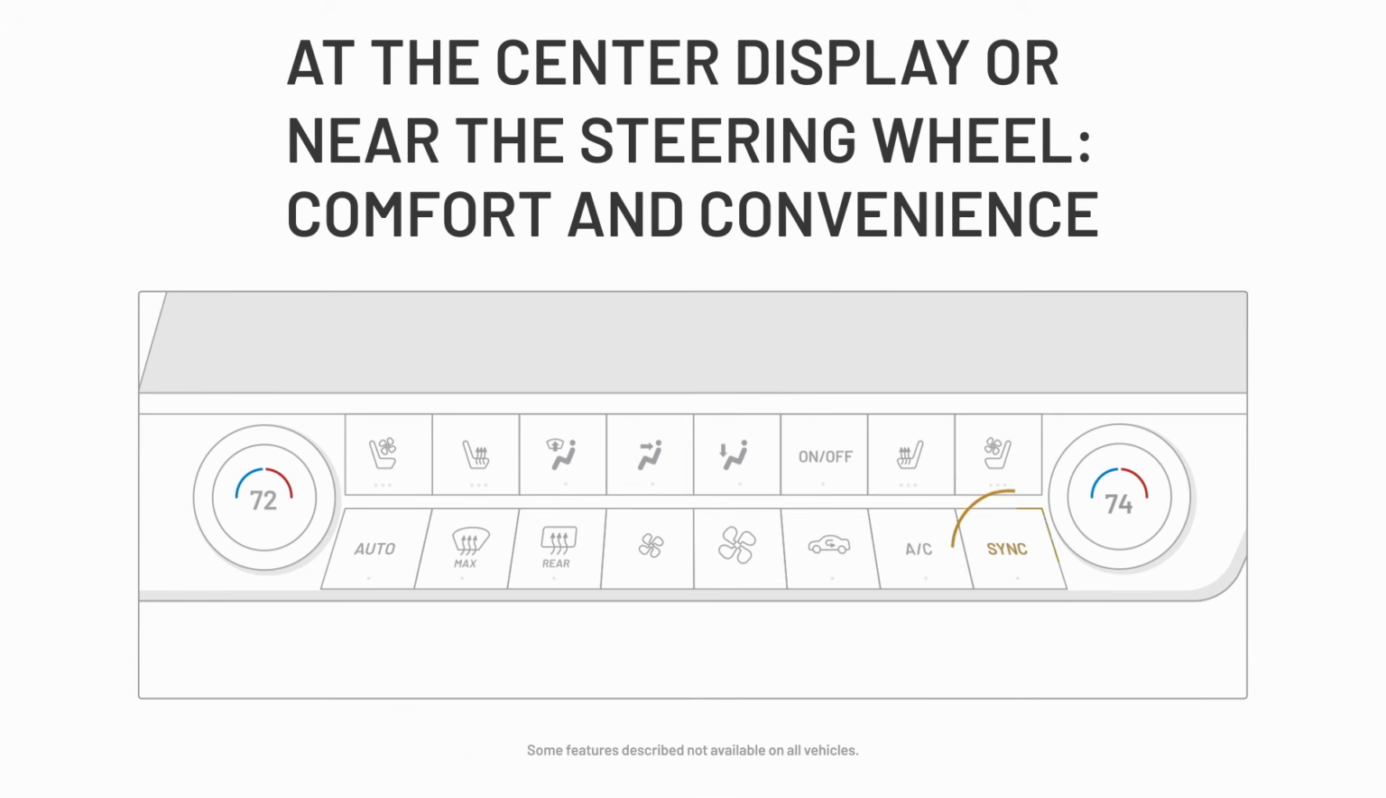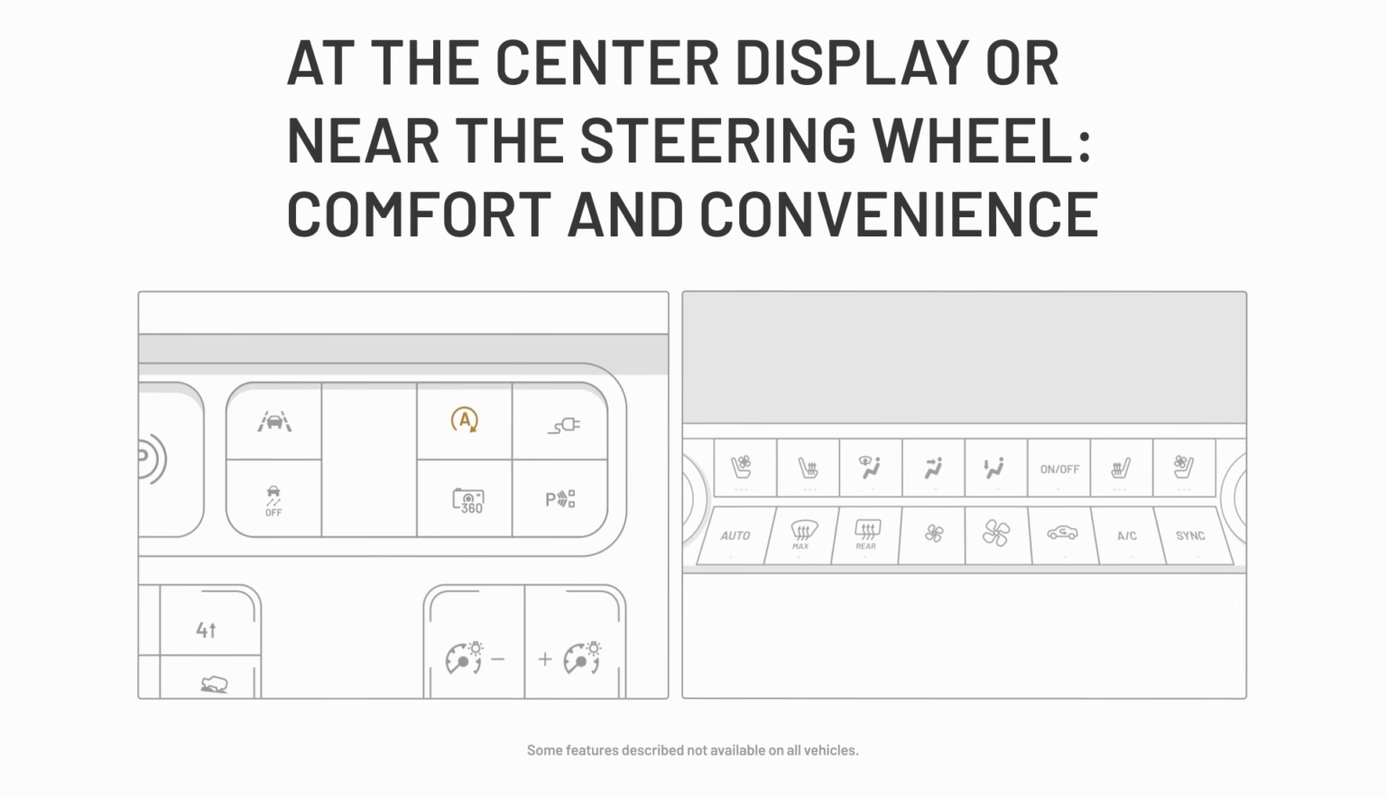This button synchronizes the cabin temperature when using separate climate zones. When you press Sync, the temperatures will be linked to the driver's temperature setting. This button deactivates Auto Stop Start, a feature used to save fuel and emissions during stops. This button activates Automatic Parking Assist, and this button activates the HD Surround Vision camera array.